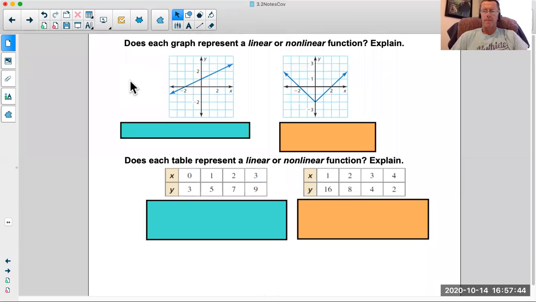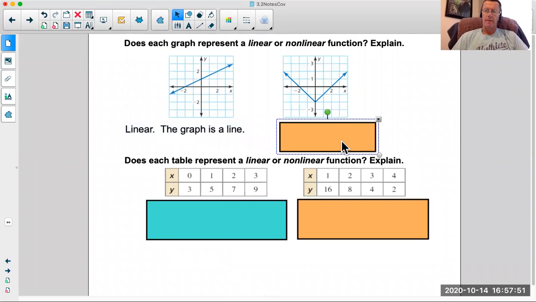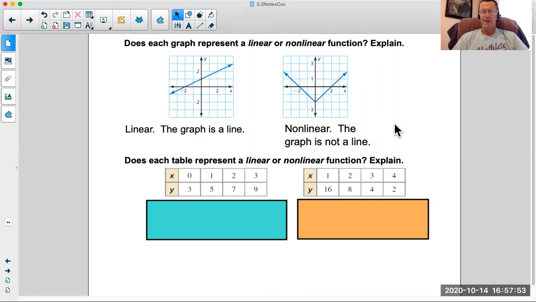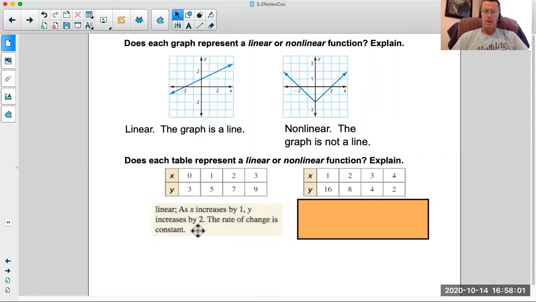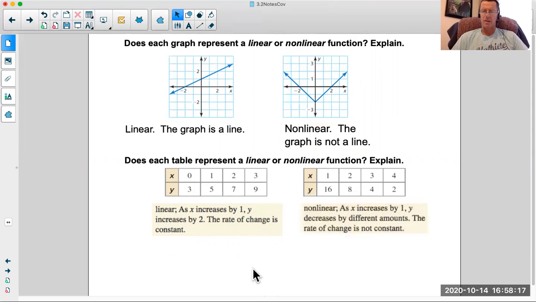Okay, so try these on your own. Okay, I'm back now. So is this one a linear function? You betcha. What about this one? No, the graph's not a line. Okay, what about these tables? Do these represent linear or nonlinear? Hopefully you got linear. As x increases by 1, 1, 1, 1, 2, 2, 2. It's a constant rate of change. What do you think about this one? Up by 1, down by 8, down by 4, down by 2. That's not constant. That's nonlinear.